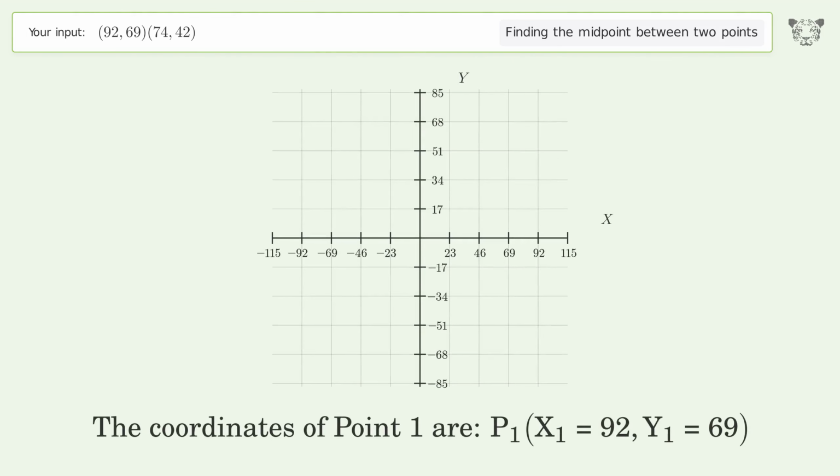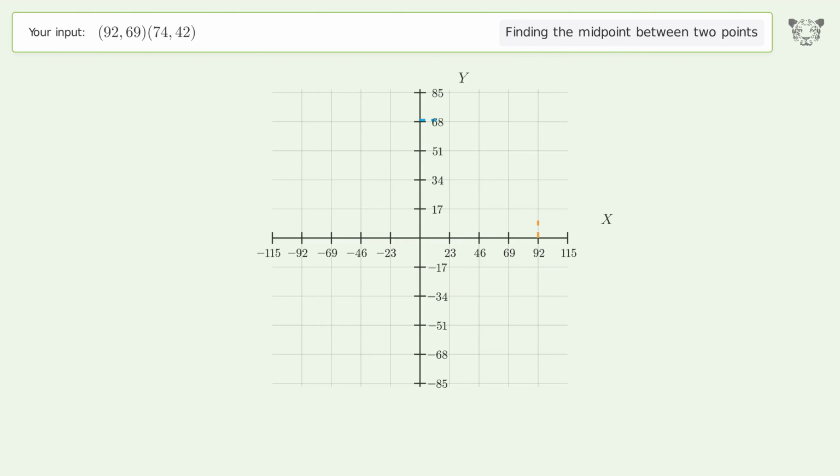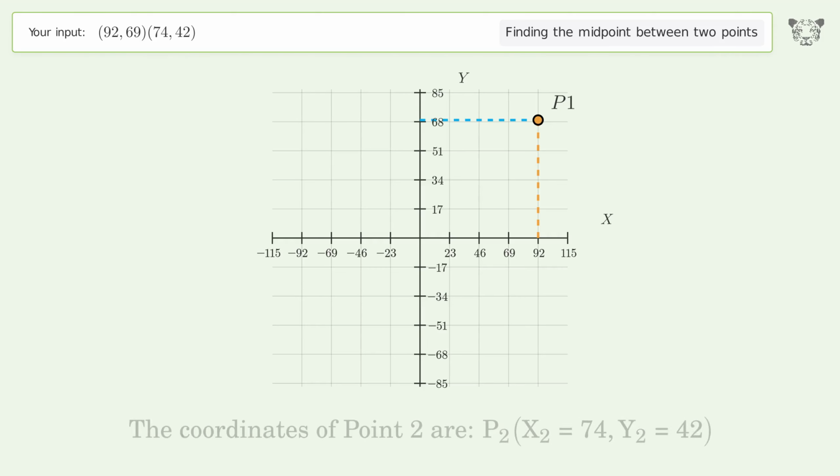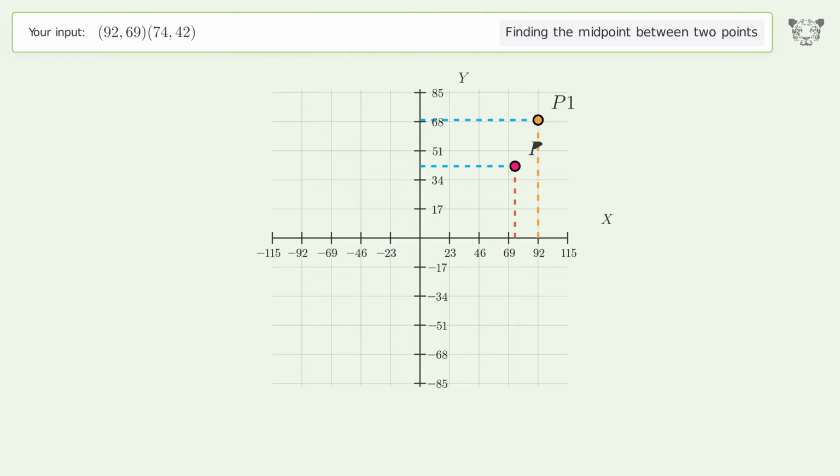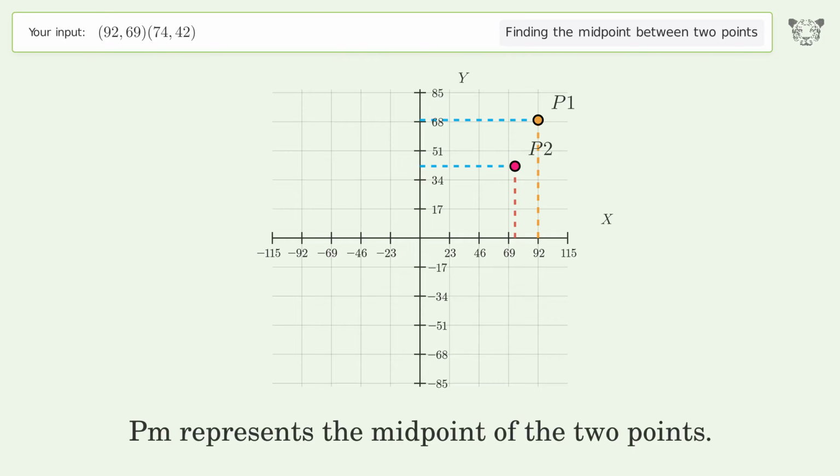The coordinates of point 1 are x1 equals 92, y1 equals 69. The coordinates of point 2 are x2 equals 74, y2 equals 42. PM represents the midpoint of the 2 points.